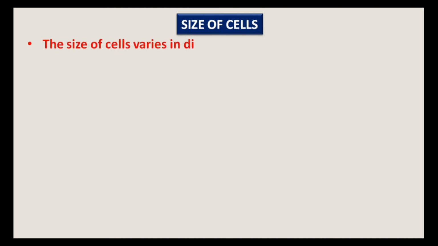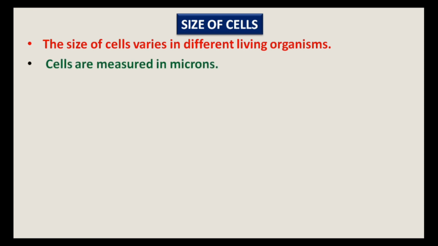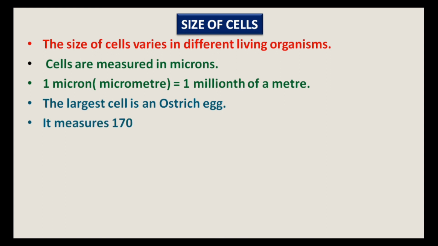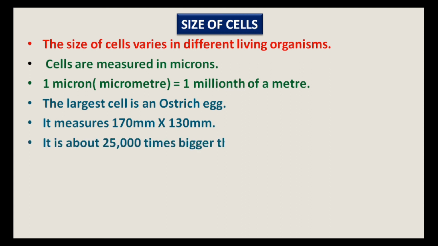Size of cells. The size of cells varies in different living organisms. Cells are measured in microns. 1 micron or micrometer is equal to 1 millionth of a meter. The largest cell is an ostrich egg. It measures 170 micrometer into 130 micrometer. It is about 25,000 times bigger than our red blood cells.